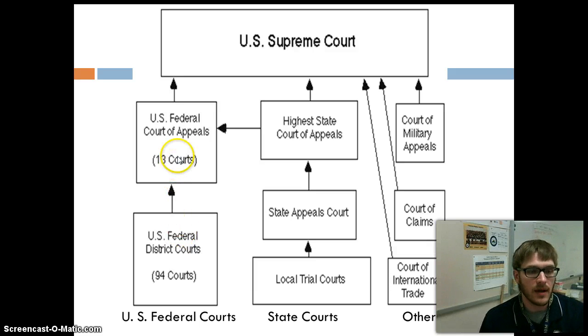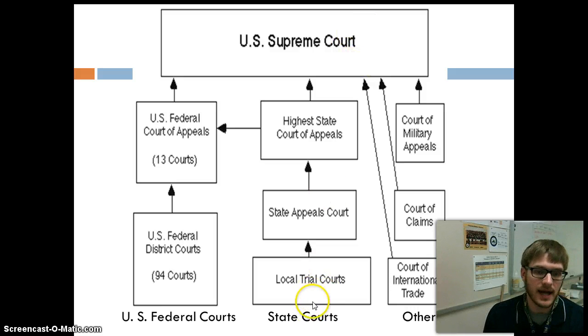There, you would have a panel of 3 judges who would look at your case again. If they go against you again and you still want to appeal, then the highest court in the United States, the highest appeal court, is the U.S. Supreme Court. If they listen to your case, they hear it, whatever their decision is the final decision.